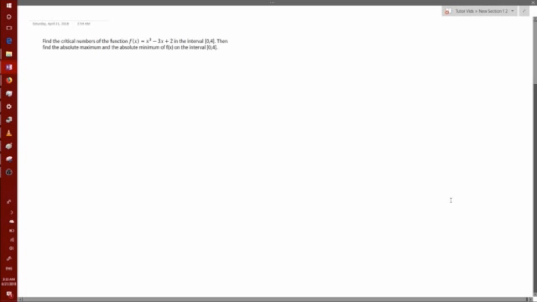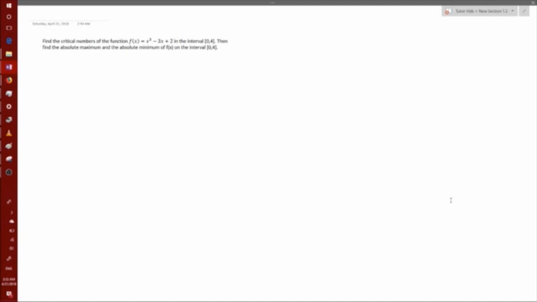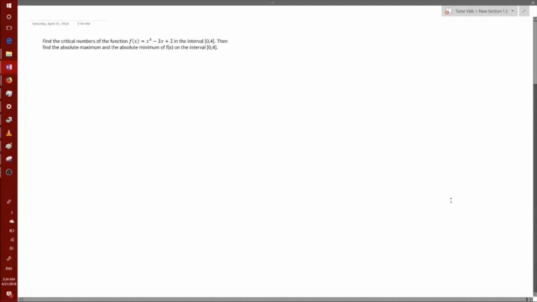Alright, let's find the critical numbers of this function in the interval 0 to 4. Then find the absolute maximum and absolute minimum value of this function on the same interval. So to find the critical numbers, we first need to find the derivative of the function.